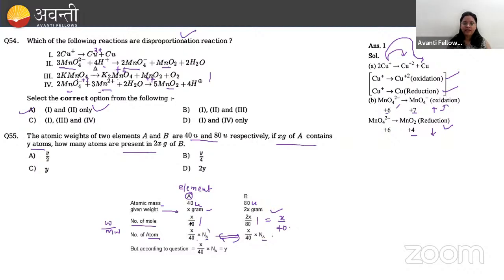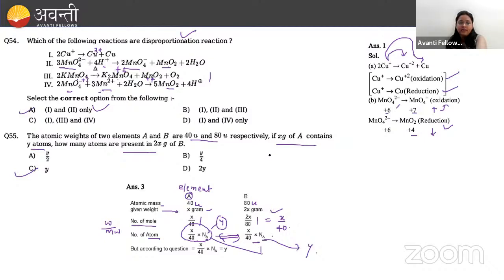So if x gram of A contains y number of atoms, since they contain the same number of atoms, this will also contain y number of atoms. That is, option C is the correct answer here. Okay, any doubts in this? Okay, let's move on to the next problem.